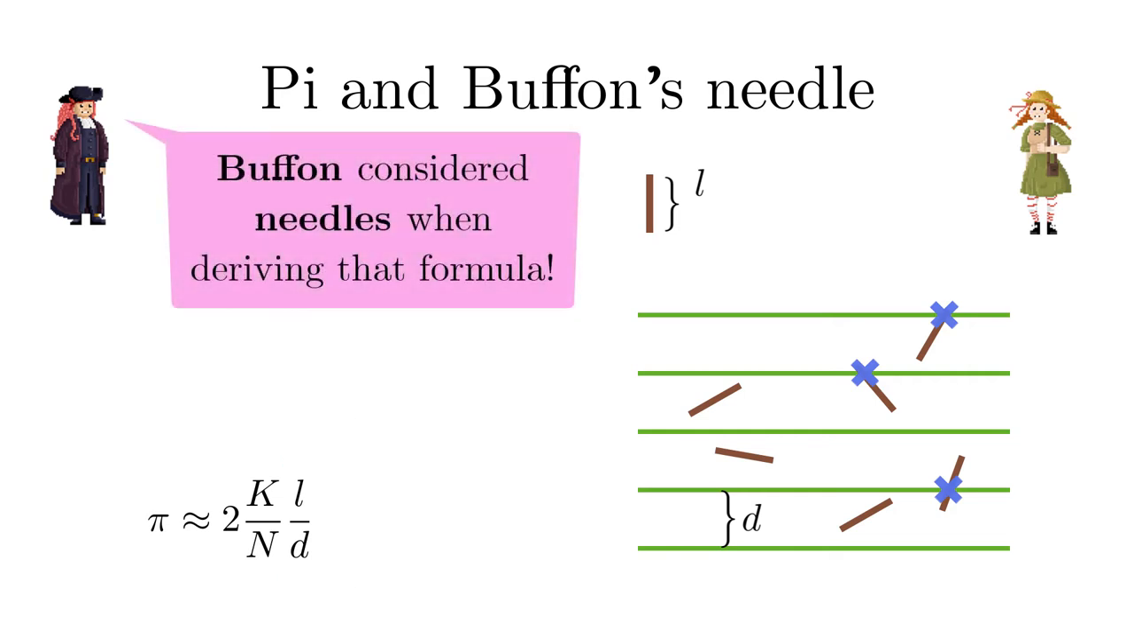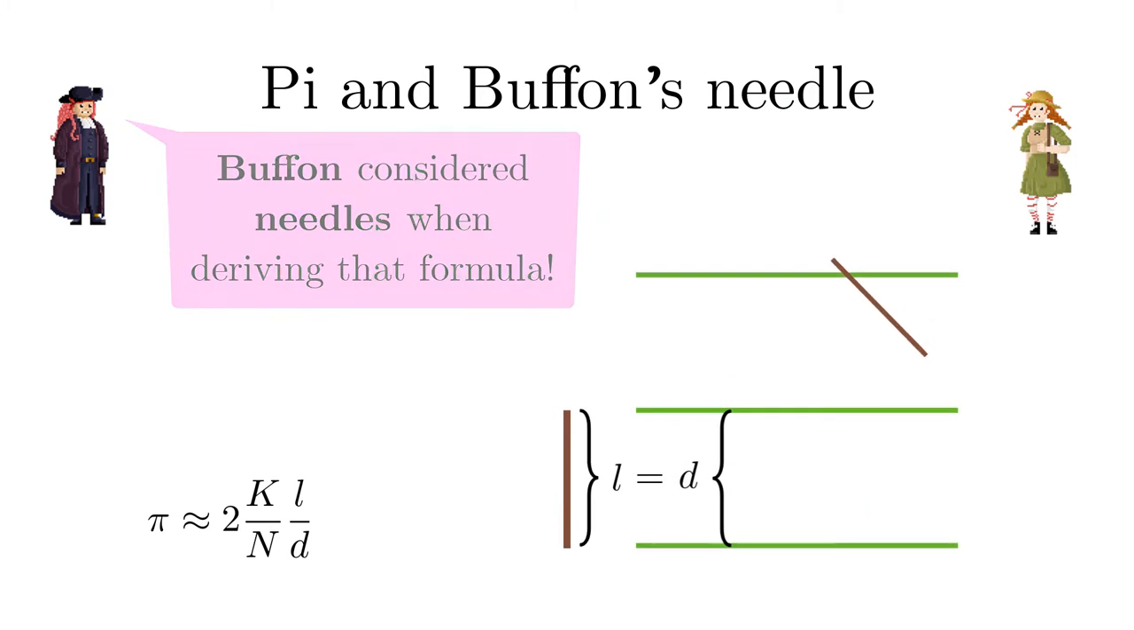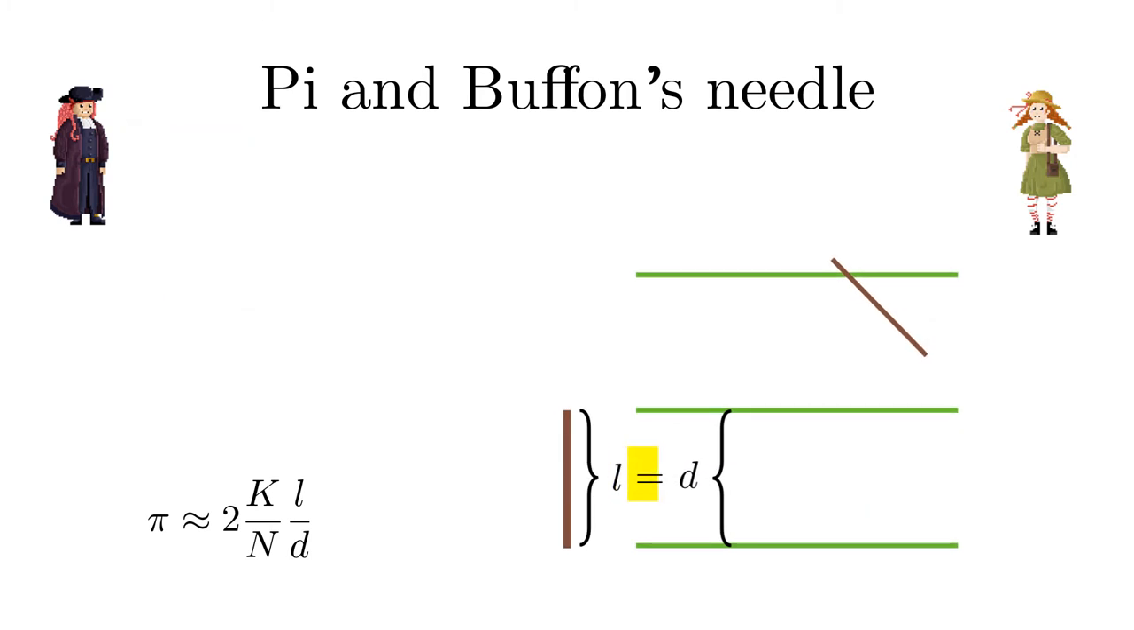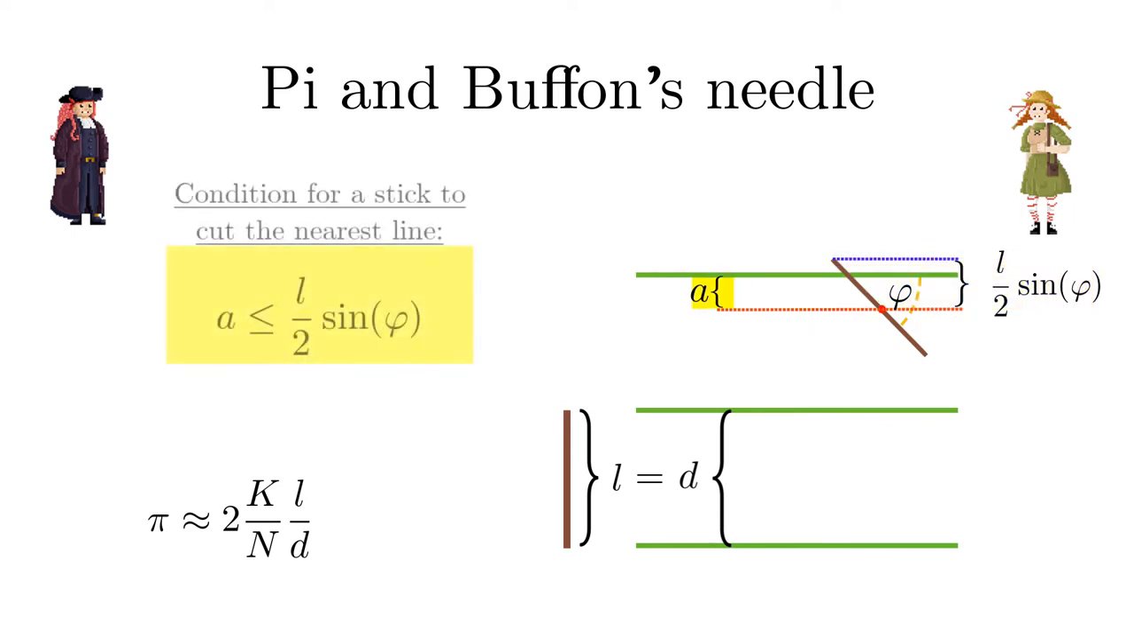To keep the discussion simple, we assume from now on that the length of the stick is equal to the distance between the lines. By A, we denote the distance of the midpoint of the stick to the nearest line. The angle between the stick and the lines is denoted by phi. This is enough information to decide whether a stick cuts a line or not. The stick cuts the nearest line if its extension from the midpoint to the tip perpendicular to the line exceeds the distance A.